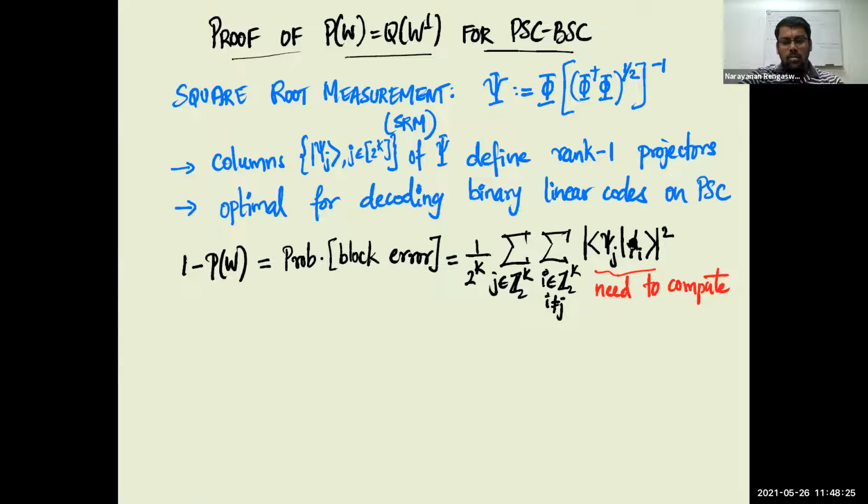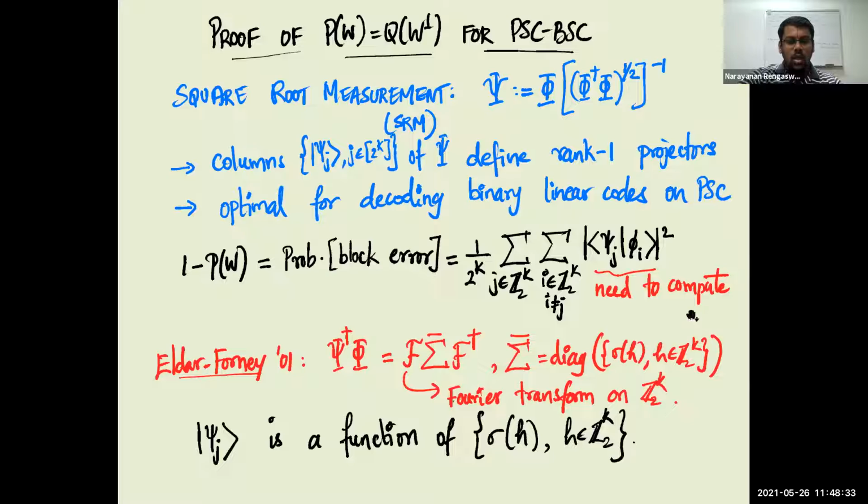Now, what we care about is computing this block error rate, which involves computing inner products between our channel outputs and the measurement vectors. Eldar and Forney in 2001 established that this inner product between the measurement vectors and the channel outputs is diagonalized by the Fourier transform, and the eigenvalues are given by this function sigma of h, which will be clarified in the next slide. And so if we want to compute these inner products and hence compute a closed form expression for the block error rate, then we need to compute these sigma of h values.